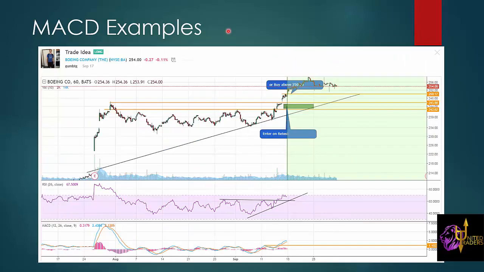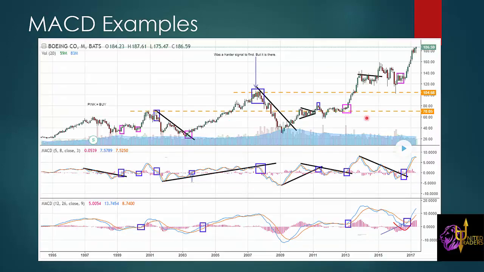Okay, here's another example of resistance break. I've already covered this example. I don't know why it's in here. Okay, let's look at this one.